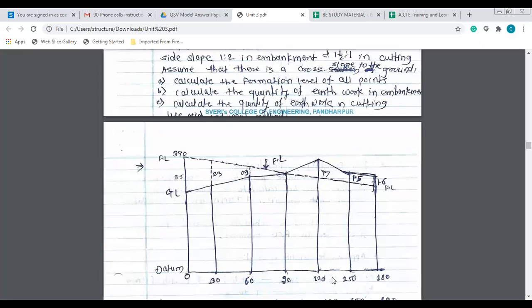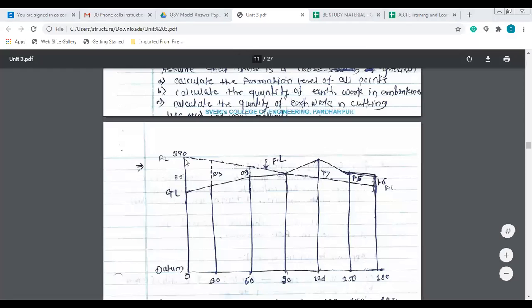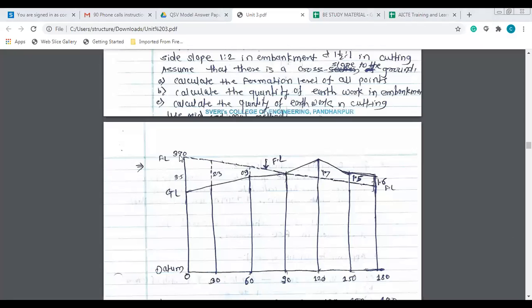So the total distance is 180 meters, out of which the chainage that they have marked is on every 30 meters. So 0, 30, 60, 90, then 120, 150, 180. So likewise chainage they have marked, and first FL is known to us, that is 370 meters. This is the only known point to us as far as this problem is considered. Now we have to solve this problem. We have to do the calculations using the mid-sectional area method.